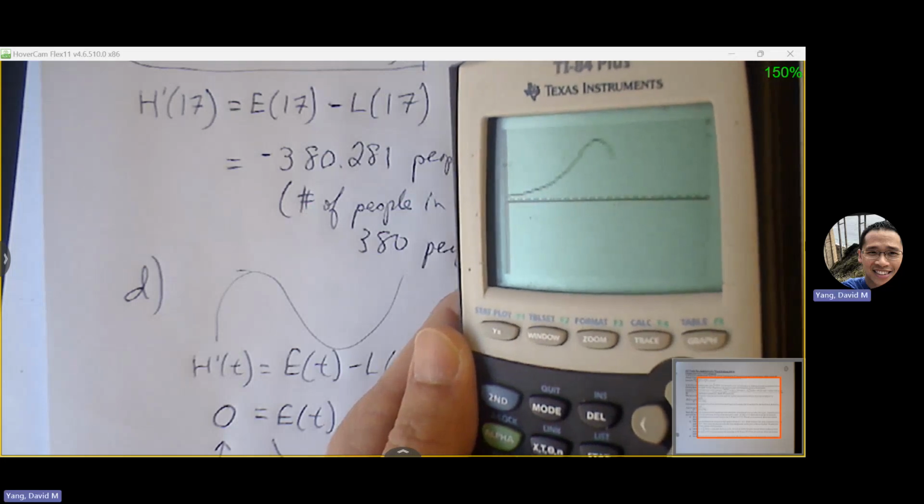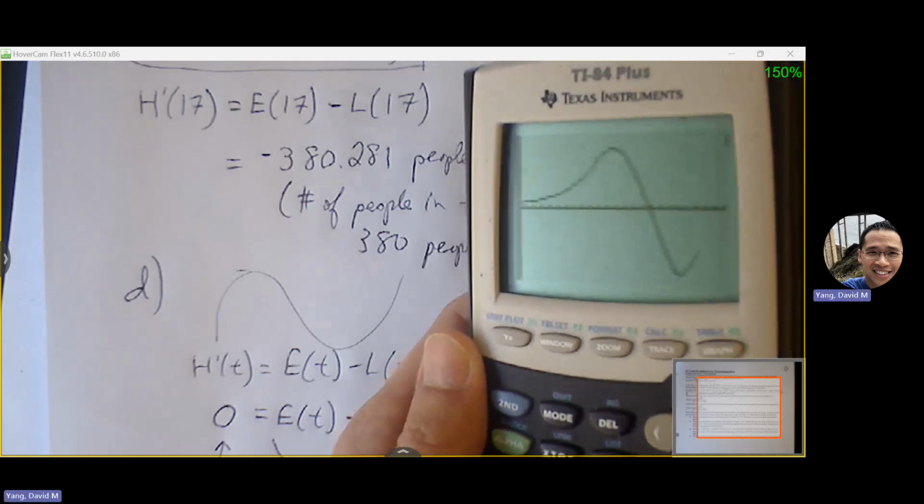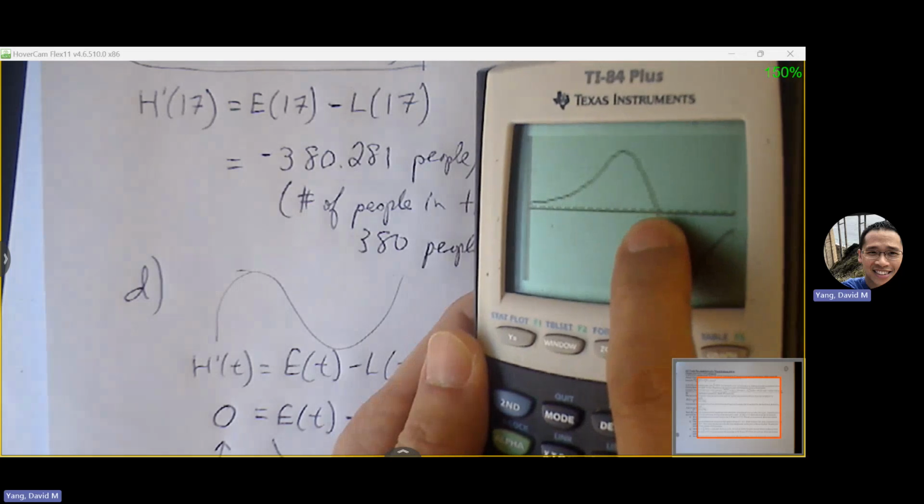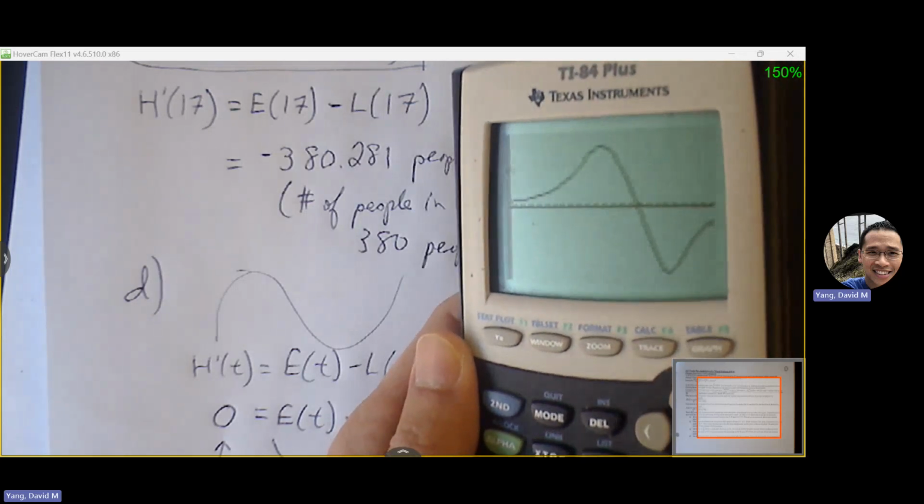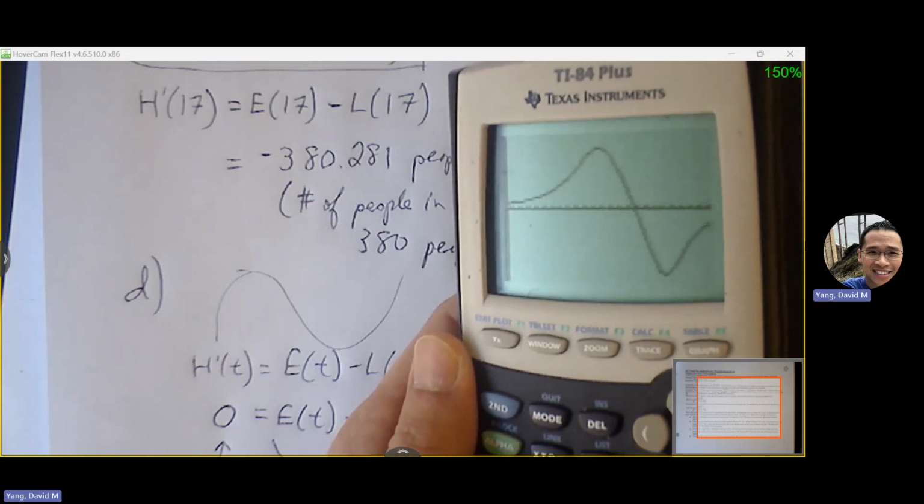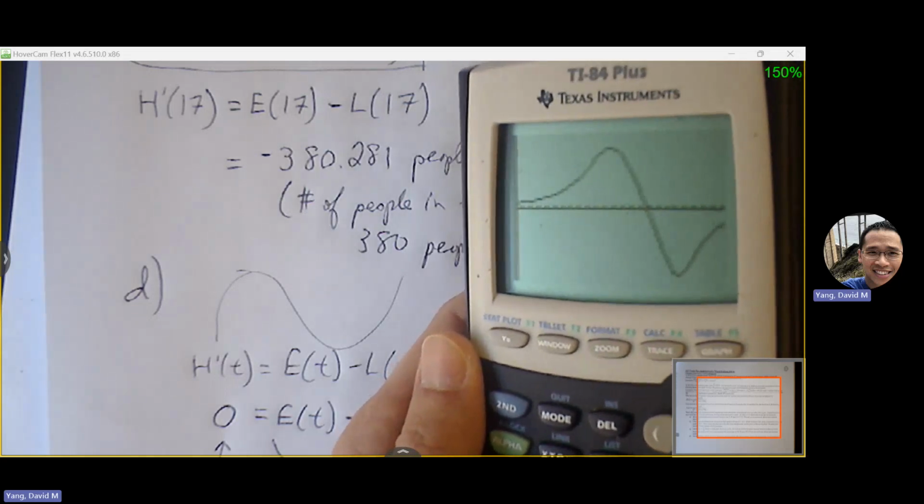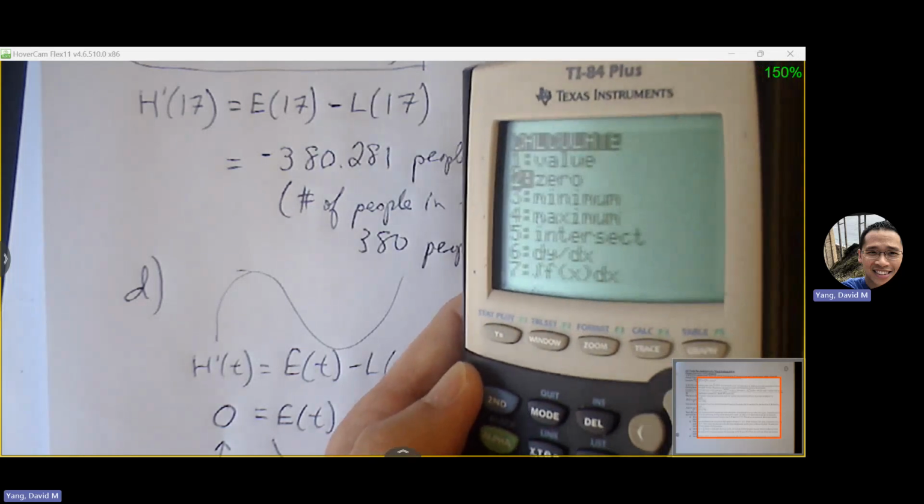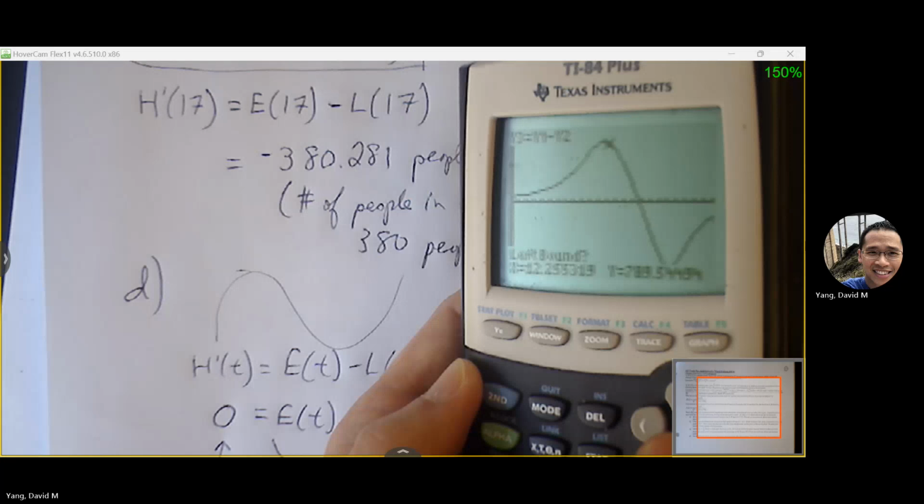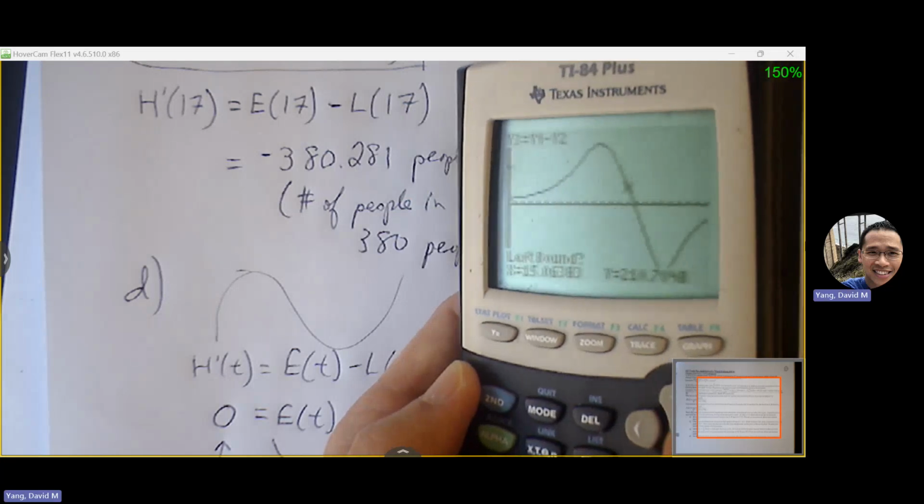I'm just looking for an x-intercept here. Okay, so there's my x-intercept. So this should hopefully tell me when E of t and L of t are equal to each other, and this is going to be where the maximum number of people are going to be in the park. And we're expecting sometime in the mid-afternoon, right? So if we do alpha trace 0, because we're looking for the x-intercept, pick a point to the left of the x-intercept, hit enter.